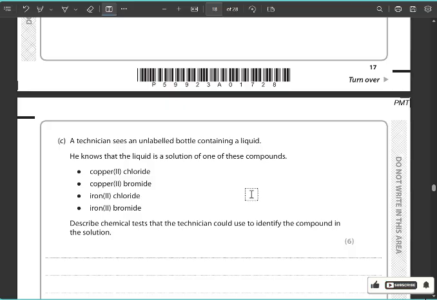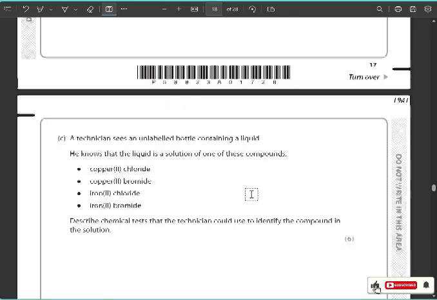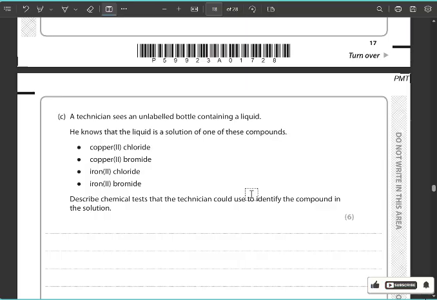A technician sees an unlabeled bottle containing a liquid. He knows that the liquid is a solution of one of these compounds: copper chloride, copper bromide, iron chloride, iron bromide. Describe chemical tests that the technician could use to identify a compound in the solution. Okay.